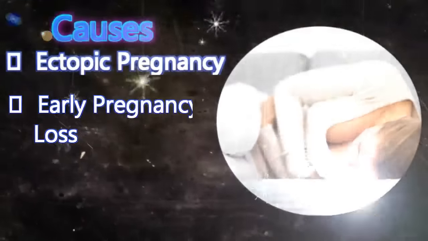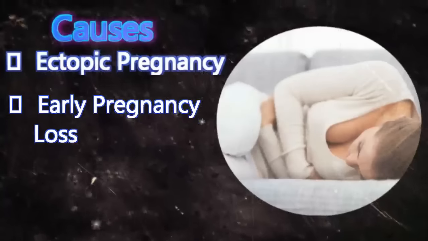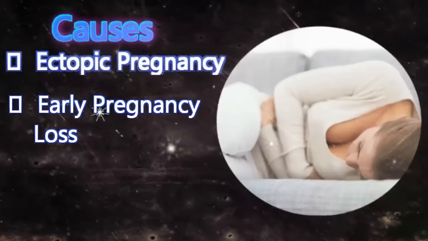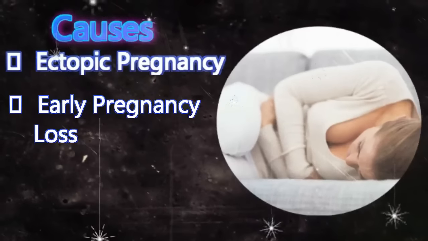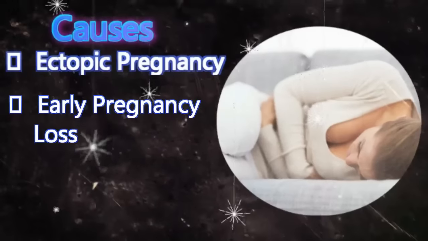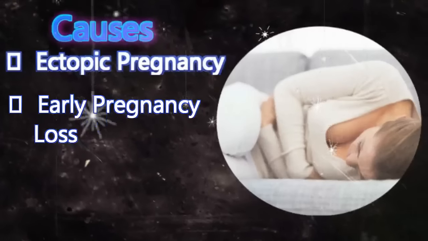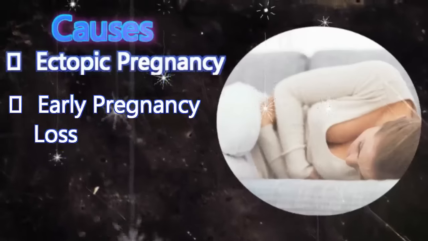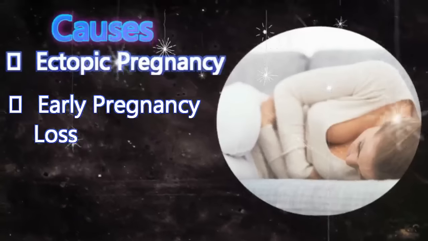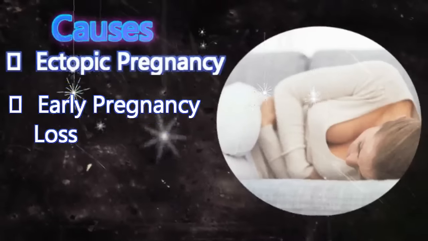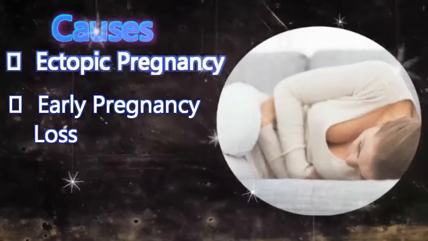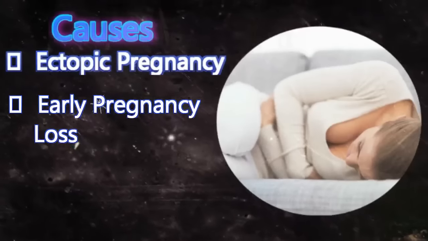Early pregnancy loss. Loss of pregnancy within 20 weeks is called miscarriage. The symptoms are vaginal bleeding or spotting during early pregnancy, followed by stomach pain. The bleeding can be either heavy or light. The intensity of pain is also variable and may be either mild or sharp, short or long-lasting.